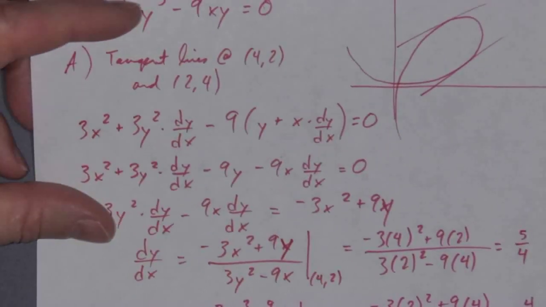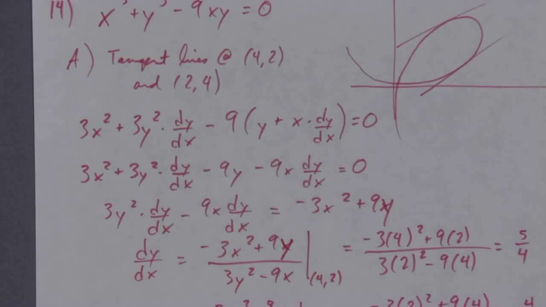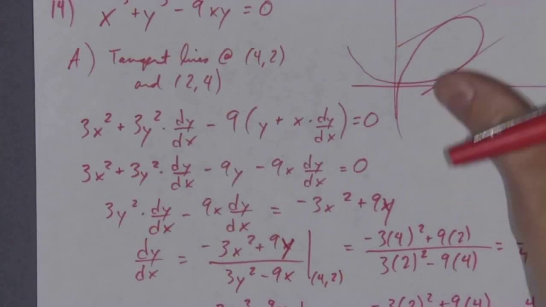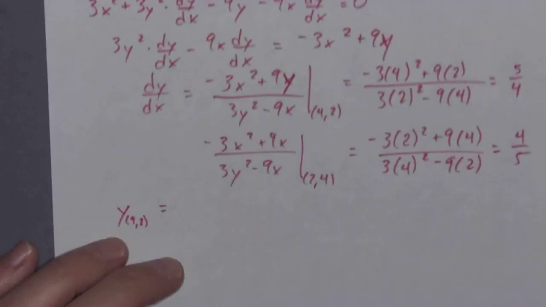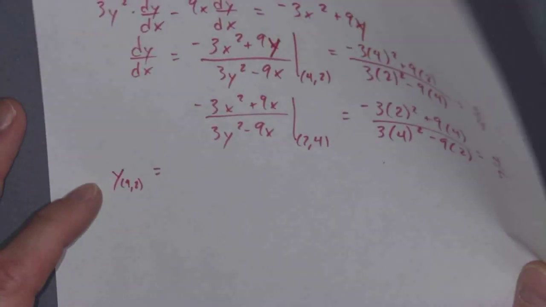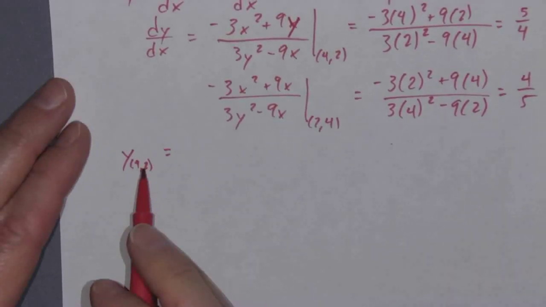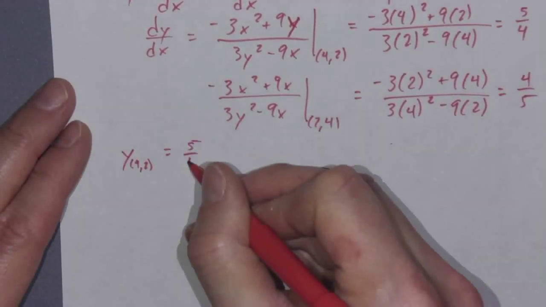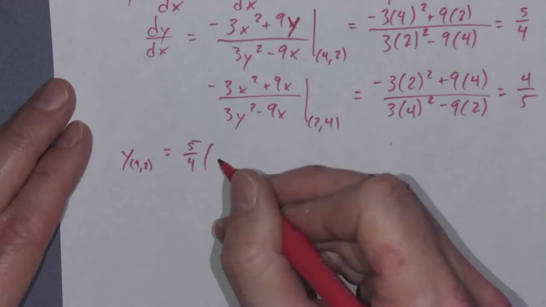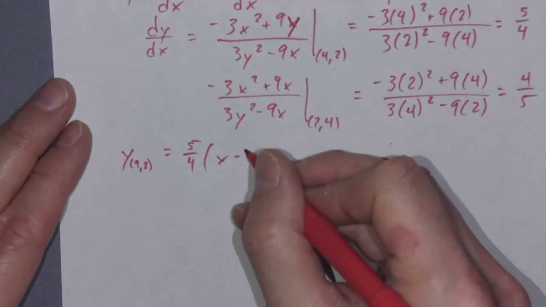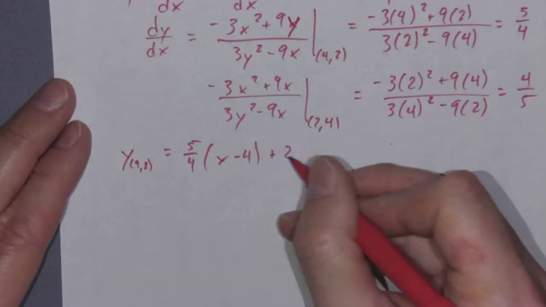And so our tangent lines. Our first one would be, say, the one at (4, 2). So y equals 5/4 times (x minus 4), and then plus that 2.